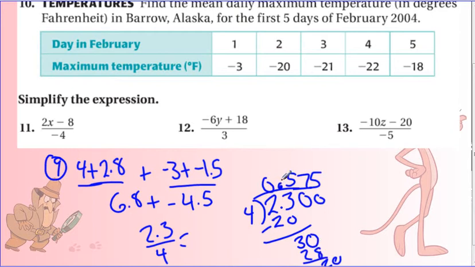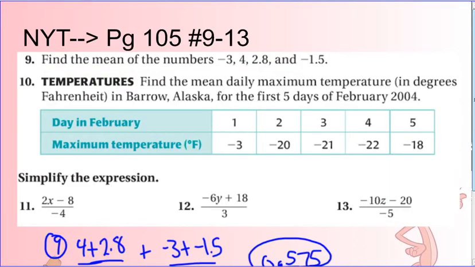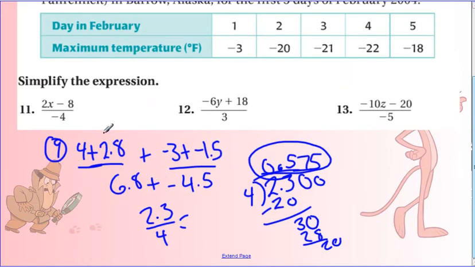So 0.575. That is our average, our mean, for number 9. So I added all the numbers up, adding the positives together, adding the negatives together. Then when I did that, I combined both those together, positives plus negatives, and you have to subtract because the signs are different. Took 2.3 divided by 4, and I did my long division over here, and I got 0.575.